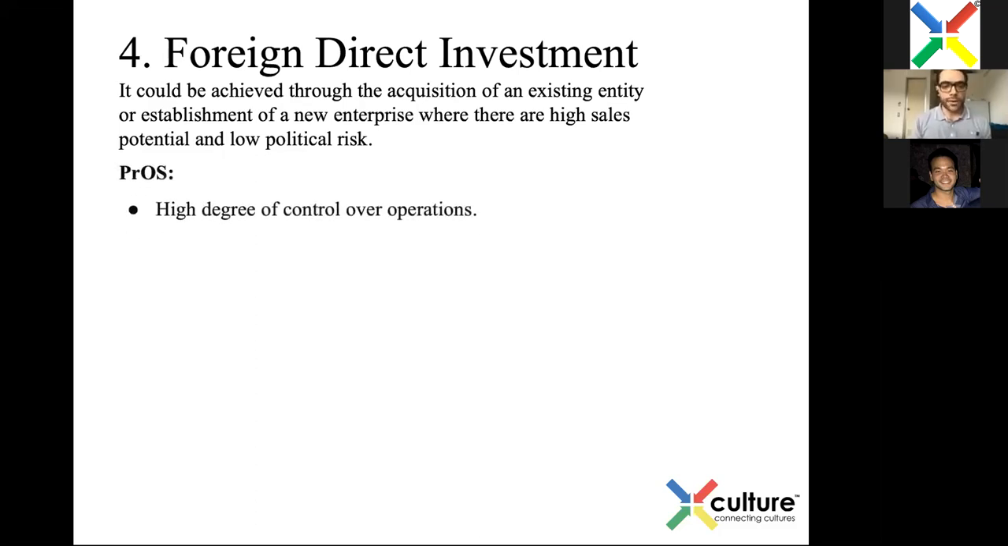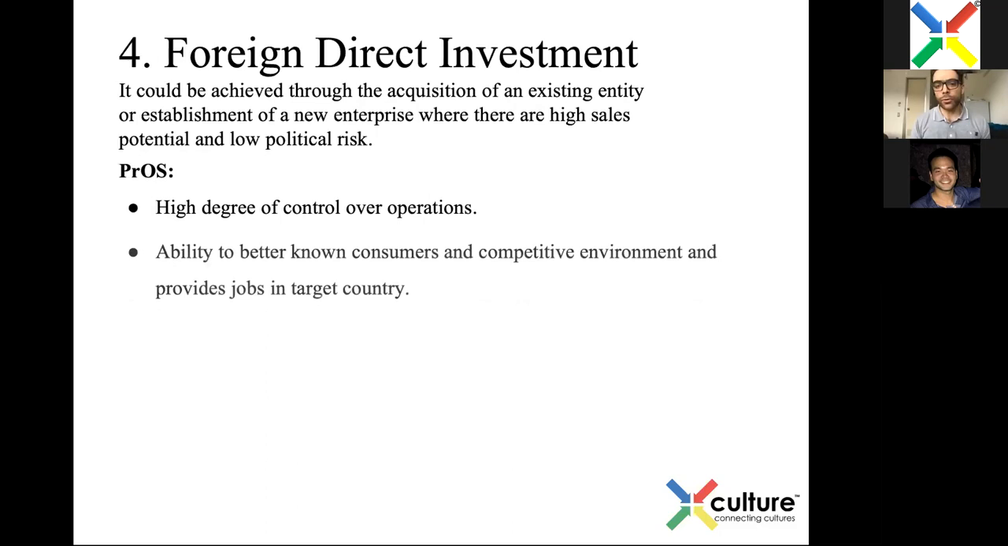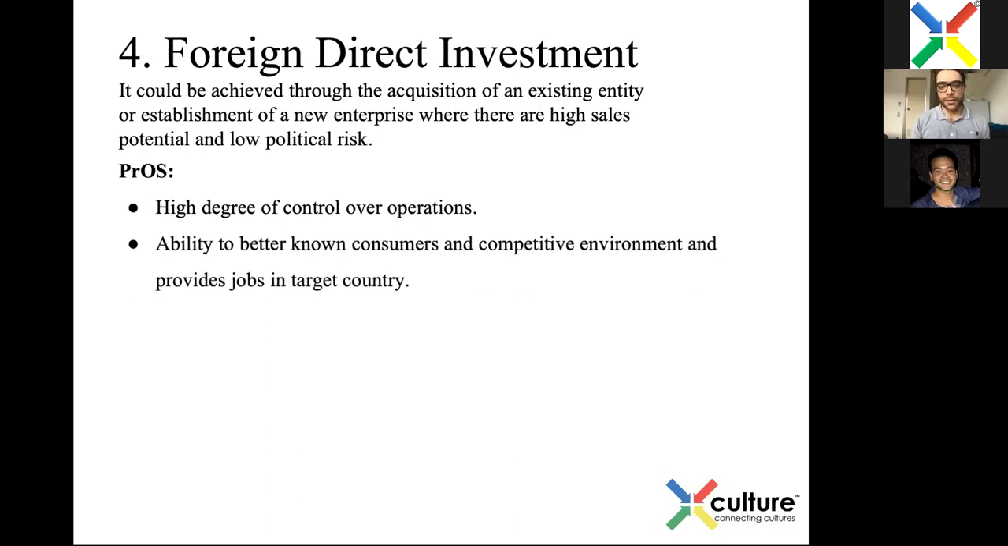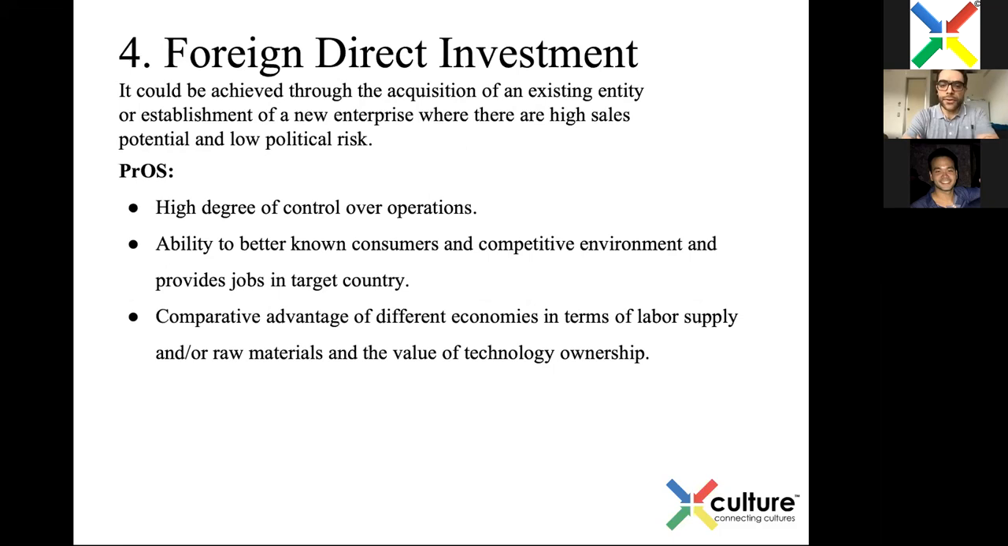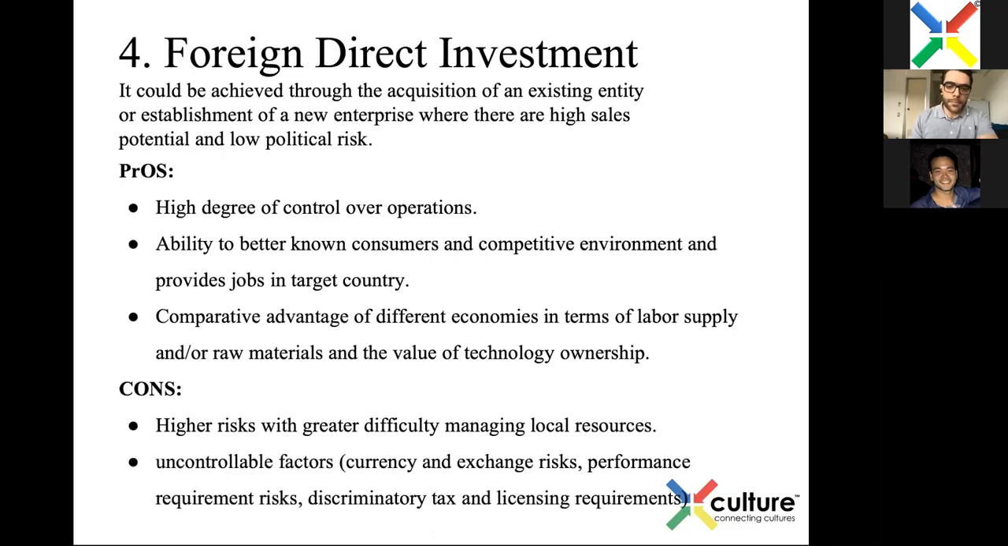Now the pros are a high degree of control over operations because we are direct investors, and the ability to better know customers and the competitive environment, and it provides jobs in the target country, and comparative advantage of different economies in terms of labor, supply, and raw materials, and the value of technology ownership. The cons are higher risks with greater difficulty managing local resources. Also, we have uncontrollable factors, which are currency and exchange risks, performance requirements risks, and discriminatory tax and licensing requirements.